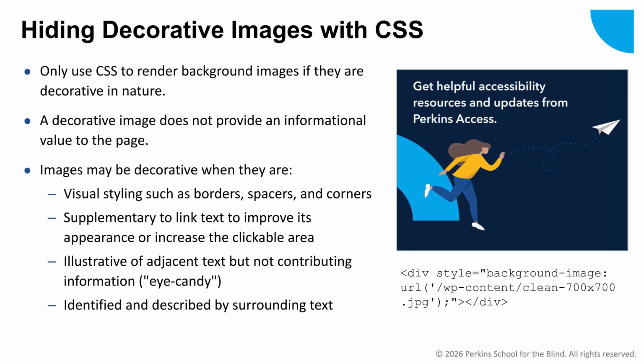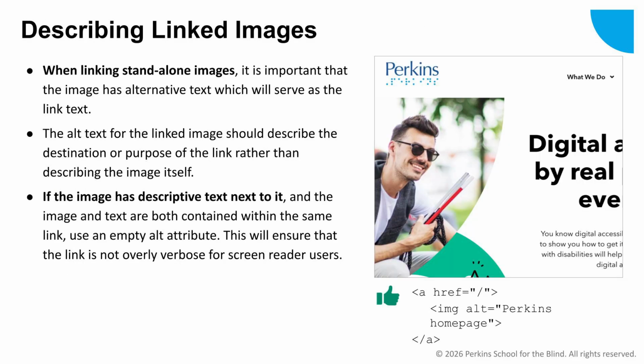And when it comes to images, whether you're deciding whether something is informative or decorative, anytime an image is functional, like a linked image, you need to take certain things into consideration. When linking standalone images, it's important that the image has alternative text that serves as the link text. In this example here on the right-hand side of the screen, which is the Perkins logo, I wouldn't want the alternative text for this image to be Perkins logo, because this is really a link. The accessible name of this image is the accessible name of the link. So the alt text for this image is Perkins homepage. The alternative text here describes where the link is supposed to go.